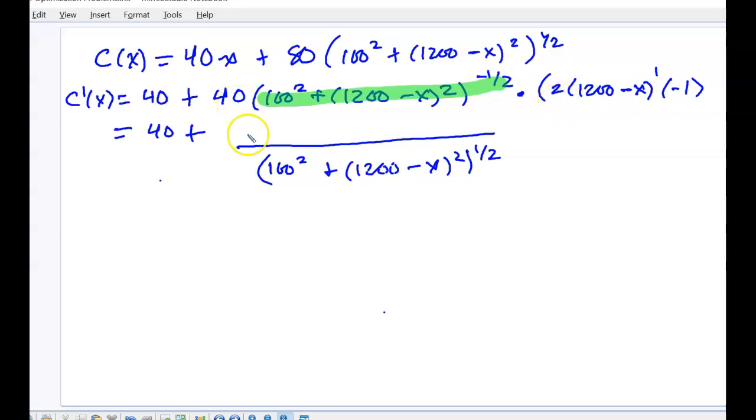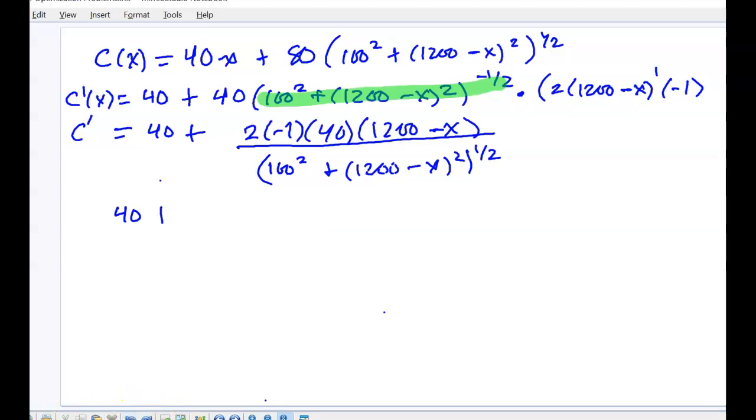So I have 2 times negative 1 times 40 times 1200 minus x. Okay, so now I have to figure out my critical numbers. So there's my derivative. I'm going to set this equal to 0. If I multiply these together, that's actually going to become a negative, so let's just change that right away.